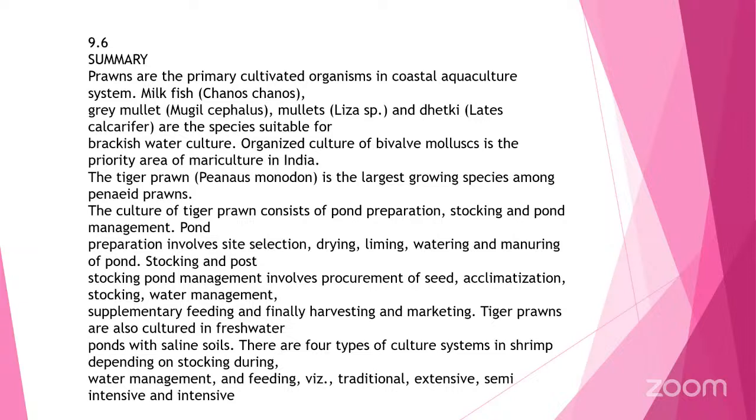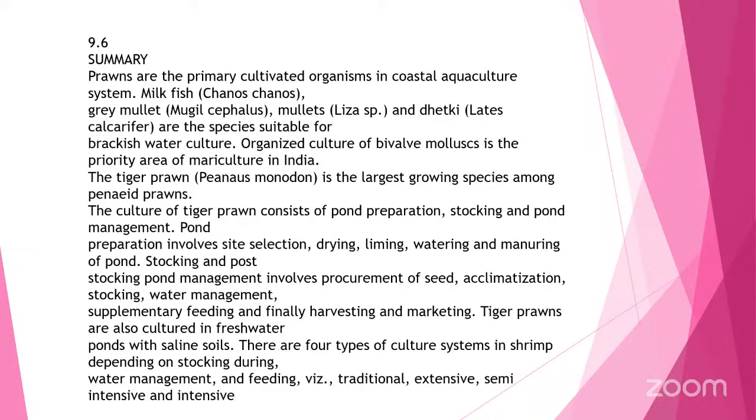The tiger prawn is the largest growing species among penaeid prawns. The culture of tiger prawn consists of pond preparation, stocking, and pond management. Pond preparation involves site selection, drying, liming, watering, and manuring of the pond. Stocking and post-stocking pond management involve procurement of seed, acclimatization, stocking, water management, supplementary feeding, and finally, harvesting and marketing. Tiger prawns are also cultured in freshwater ponds with saline soils.